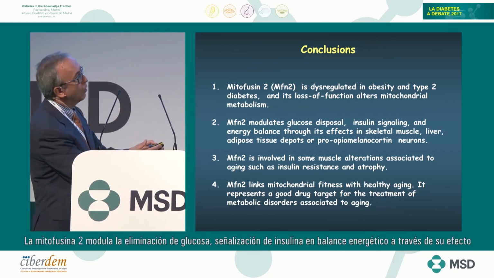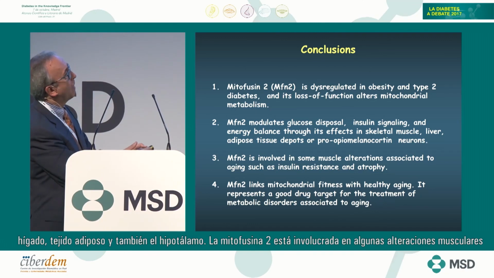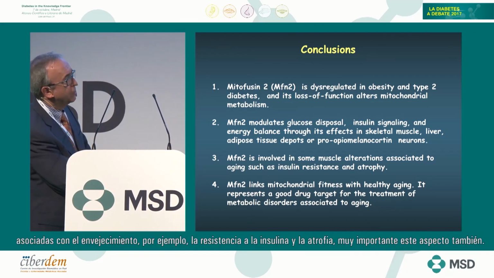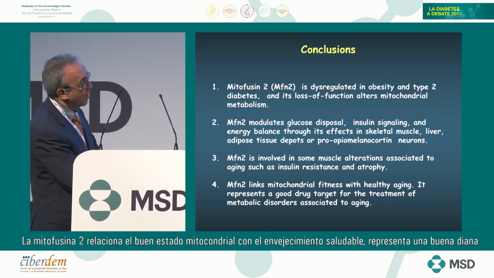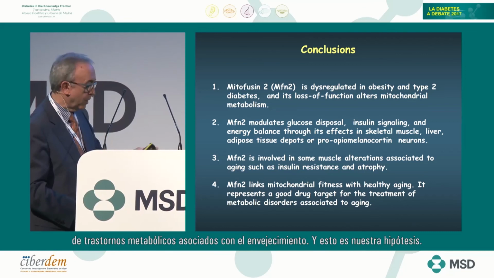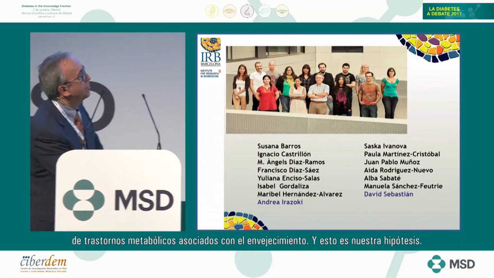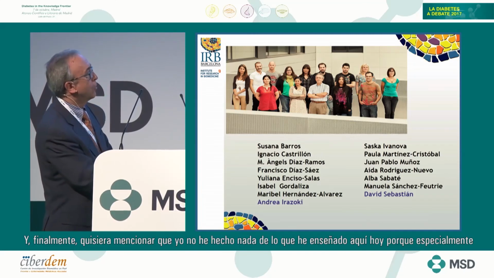Mitofusin 2 modulates glucose disposal, insulin signaling, and energy balance through its effects in muscle, liver, adipose tissue, and also hypothalamus. Mitofusin 2 is involved in some muscle alterations associated with aging, such as insulin resistance and atrophy, a very important aspect. And mitofusin 2 links mitochondrial fitness with healthy aging. It represents a good target, not just for metabolic diseases, but also for the treatment of metabolic disorders associated with aging. This is our hypothesis.